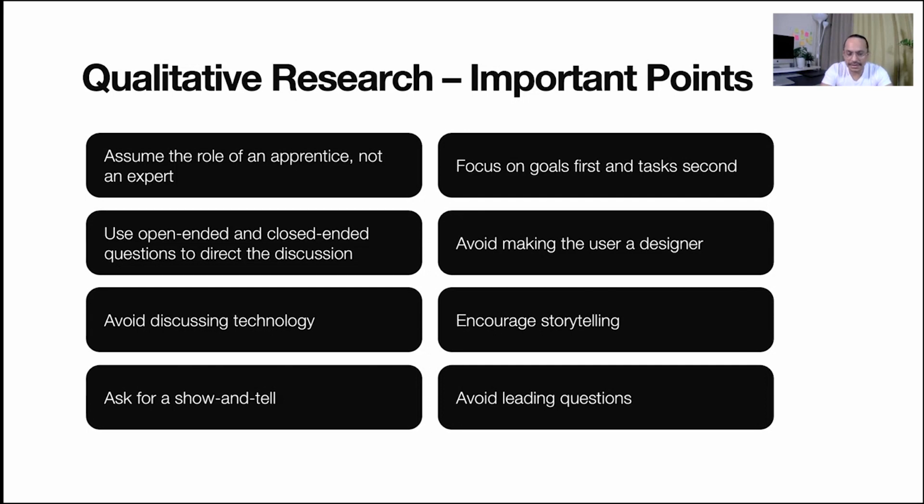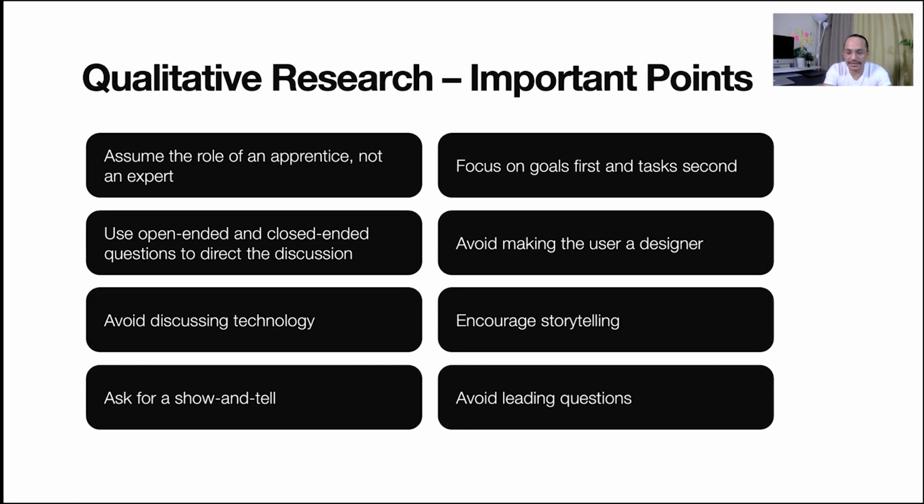So avoid discussing design with them, and similarly, you should never discuss technology. And always try to encourage them to tell a story. When they explain their requirement in the form of a story, they're able to tell a lot of different things. When you try to be specific, then you only get specific answers. So always have an open discussion with them, and try to get a lot of information from them. Ask for a show and tell.